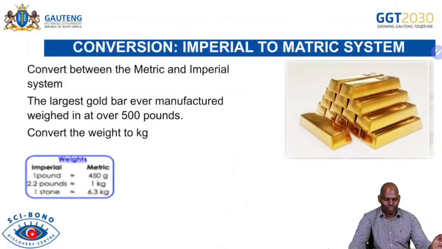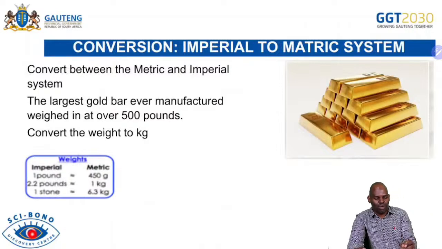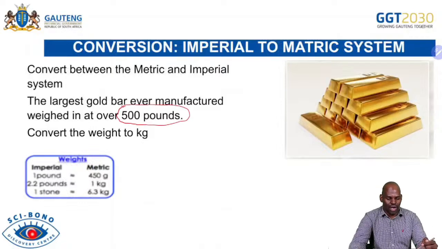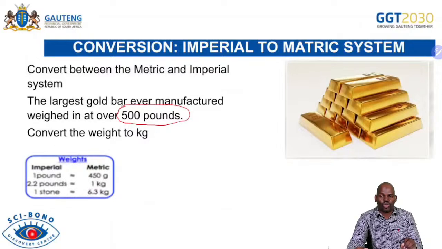Okay, then the next one is: The largest gold bar ever manufactured weighed in at over 500 pounds. Okay, we in South Africa, when they mention the weight or the mass in pounds, it might not make sense. So we understand it better when it's in grams or kilograms. Then they say convert the weight to kilogram.